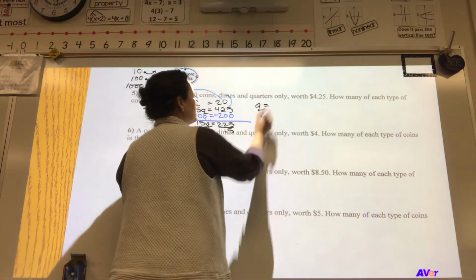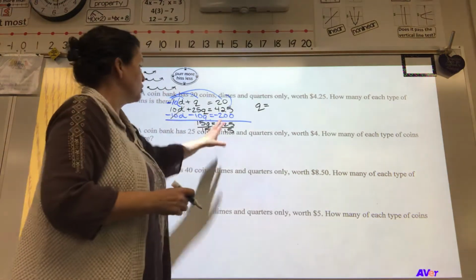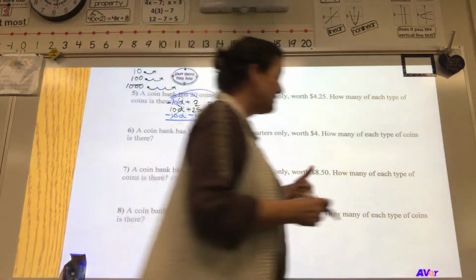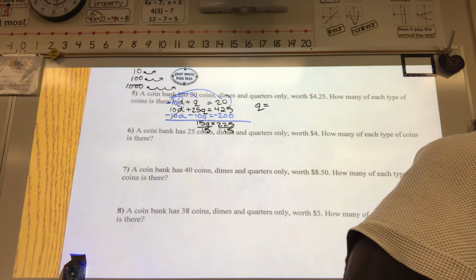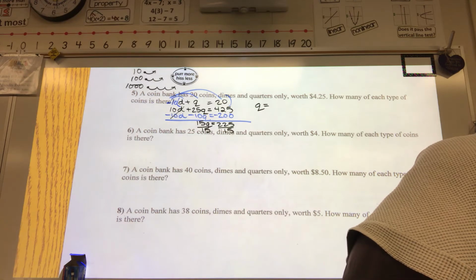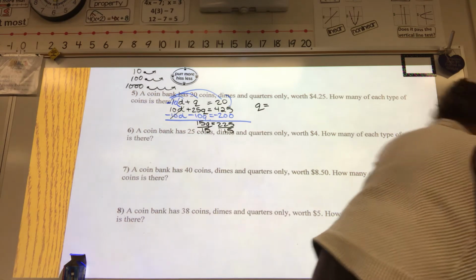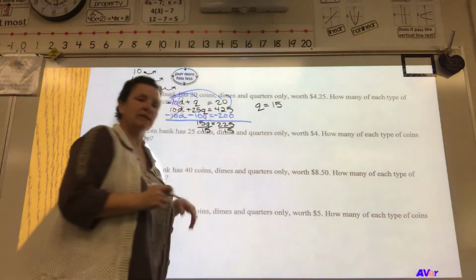And q equals. So you need to either use a calculator or use a multiplication chart. 225 divided by 15 is, let's see, 15. So you have 15 quarters.